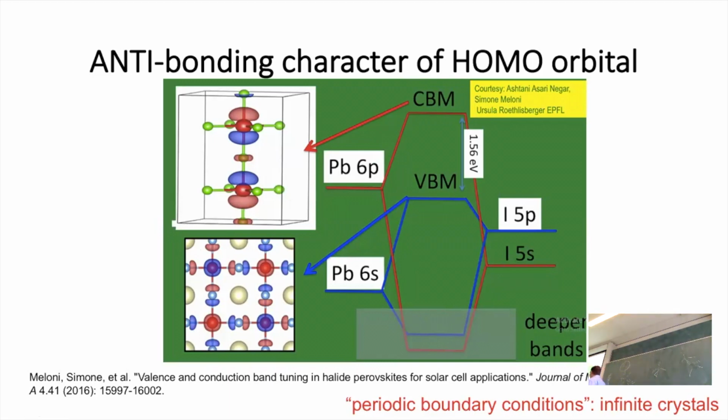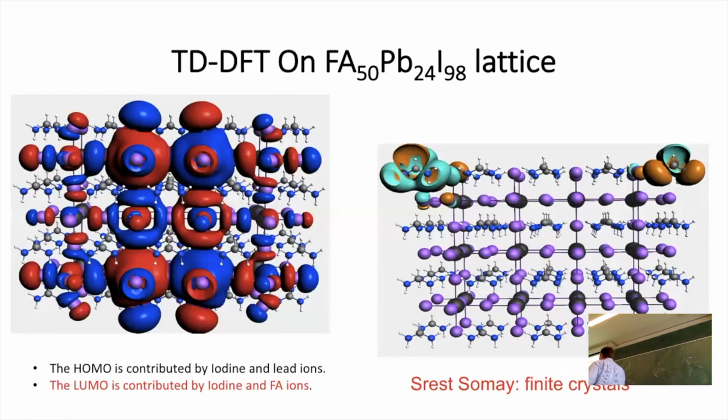Now, as I told you, this is basically on infinite crystals, periodic boundary conditions. Stress has been trying to do DFT on these kinds of materials. He actually gets, this is a finite material. So you see that the orbitals are similar. They also have this anti-bonding character. But the funny thing is that in his calculations, the LUMO is centered on the formamidinium ions.